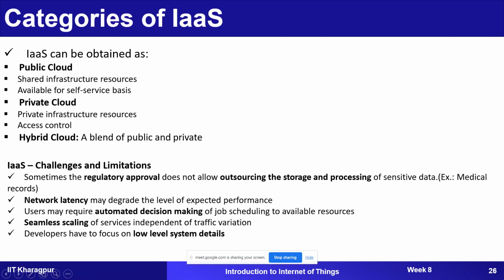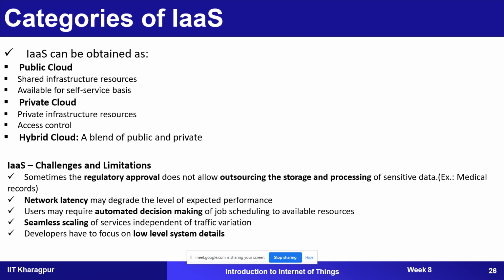Now the categories of infrastructure as a service. Infrastructure as a service can be obtained as, first, public cloud. There are shared infrastructure resources available on a self-service basis. Second one is private cloud. Private infrastructure resources are there, and they can be accessed on the basis of access control. So only the users who have access to particular resources can access these resources. Then third one is hybrid cloud. It is a blend of both public and private.